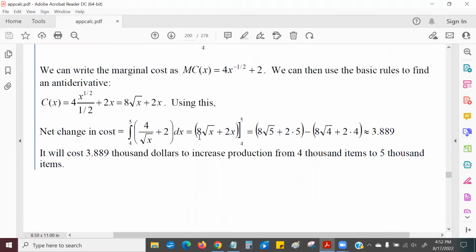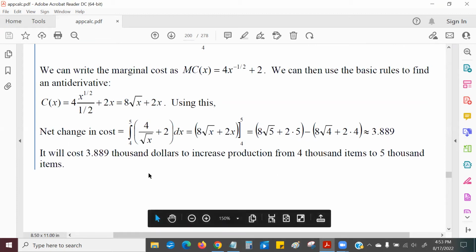I'm just taking the integral, 8 square root of x plus 2x, from 4 to 5. So it's 8 square root of 5 plus 2 times 5, minus 8 square root of 4 plus 2 times 4. And if you crunch all that in a calculator, you're going to get roughly 3.889. And that is my story, and I'm sticking to it.